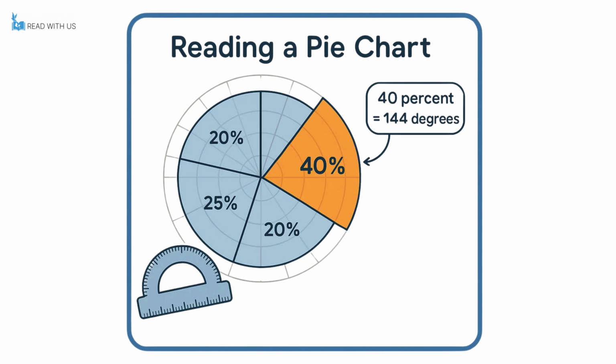Sometimes data is shown with angles, since the whole circle is 360 degrees. For example, if 40% of students walk to school, that slice would be 40% of 360, which is 144 degrees.